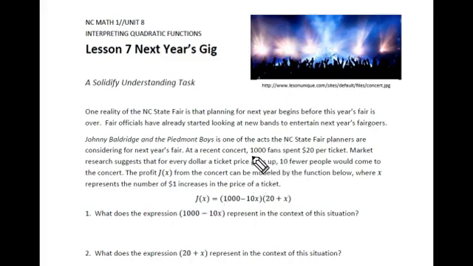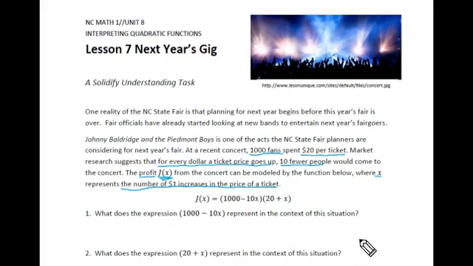So the important information from the story: We know that 1,000 fans attended the last concert and they each spent $20 per ticket. We know that for every dollar the ticket price goes up, 10 fewer people attend the concert. We know that J of x represents the profit, and that the variable x represents the number of $1 increases in the price of a ticket.